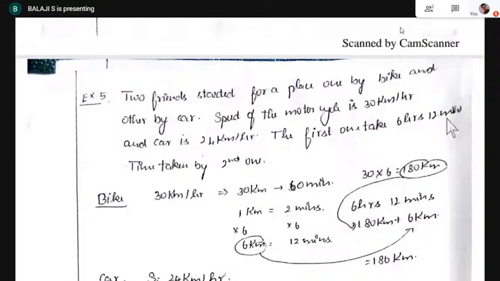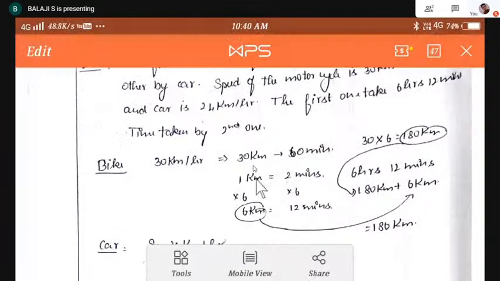See here, friends. In 6 hours, at 30 kilometers per hour, he travels 30 into 6 kilometers. And for the rest of 12 minutes, how much distance did he cover? For 2 minutes he covers 1 kilometer, so for 12 minutes he covers 6 kilometers. If you multiply by 6 on both sides, 6 into 2 is 12 minutes, which is 6 kilometers. If you add both of these, we get 186 kilometers.